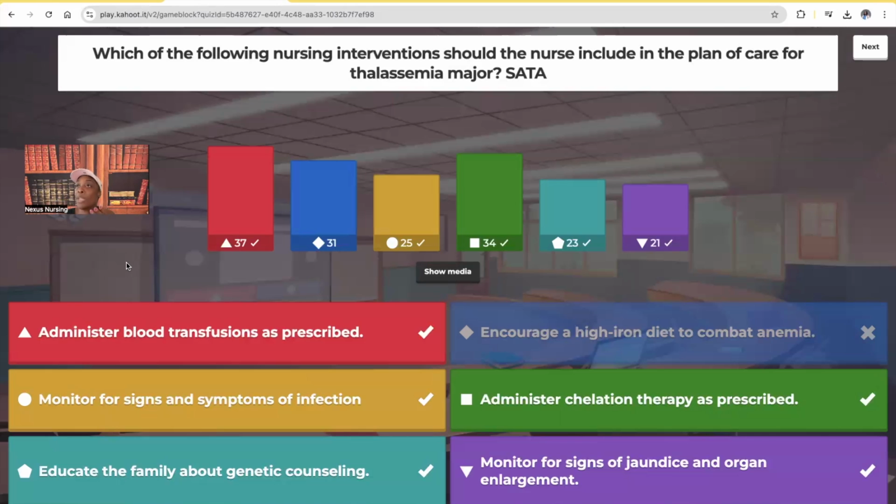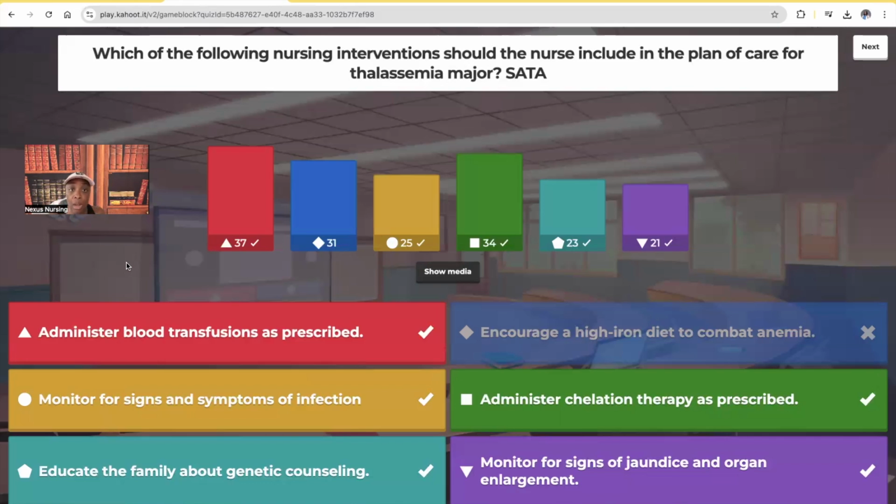I need you guys to tell me on the live how that makes any sense. You guys are going to have to know the difference. Let me tell you something. The nursing program is not playing with you guys. You're going to have to know the difference between iron deficiency anemia, thalassemia major, megaloblastic anemia, and so forth, so on and so forth. Okay?